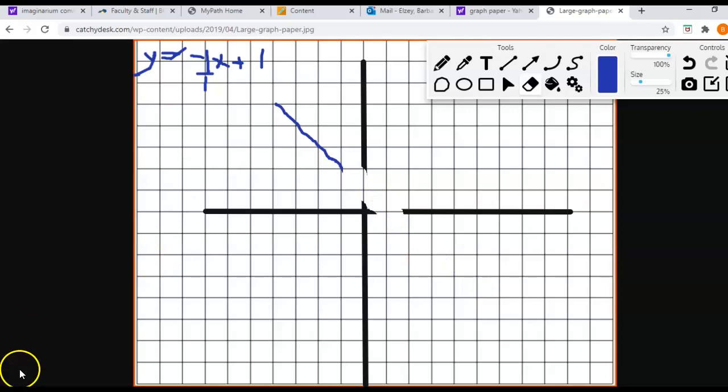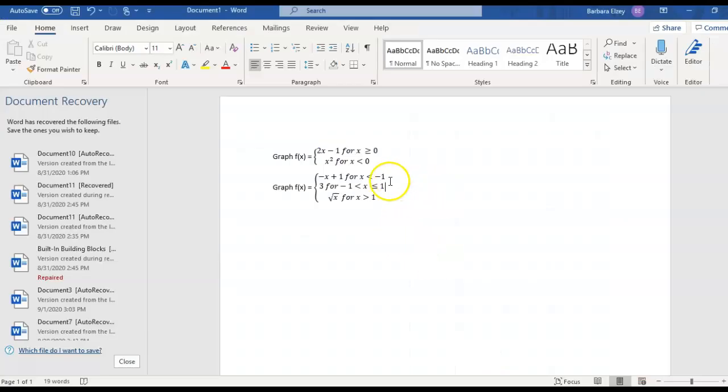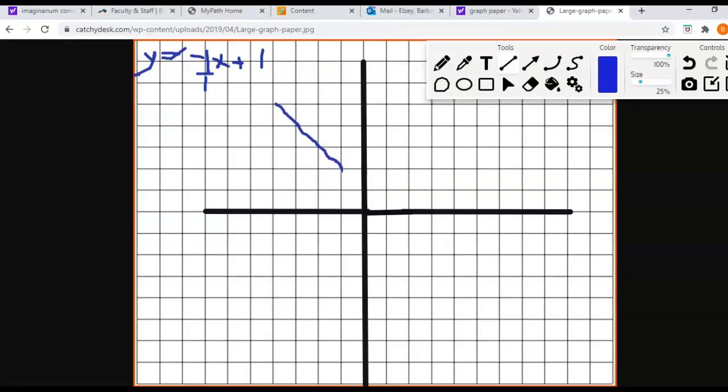All right. Now, since there was no equal sign with our less than symbol here, at the end of this graph, we want an open circle. So I want this to be an open circle. All right. Now, let's go to our next piece.